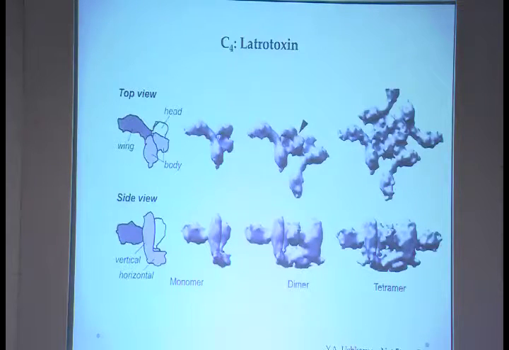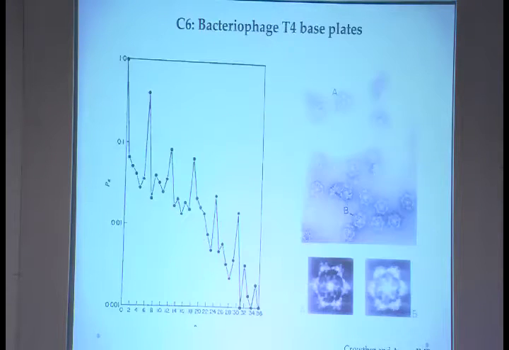An example of a C4 molecule is latrotoxin, and again in the top view you are able to see the way that the molecule is arranged. If you took a projection of that, you would be able to identify the C4. Again, in this orientation, it may be a little bit difficult. So I'll just show you one image from a very long ago.